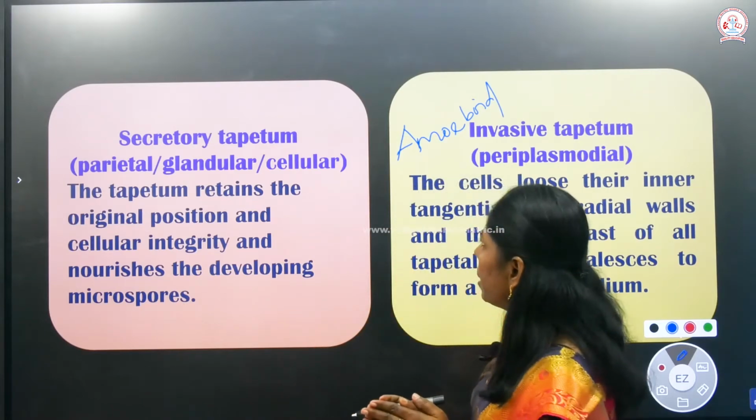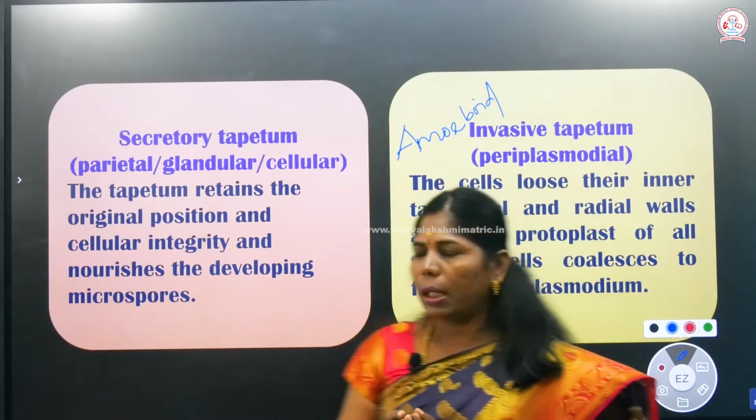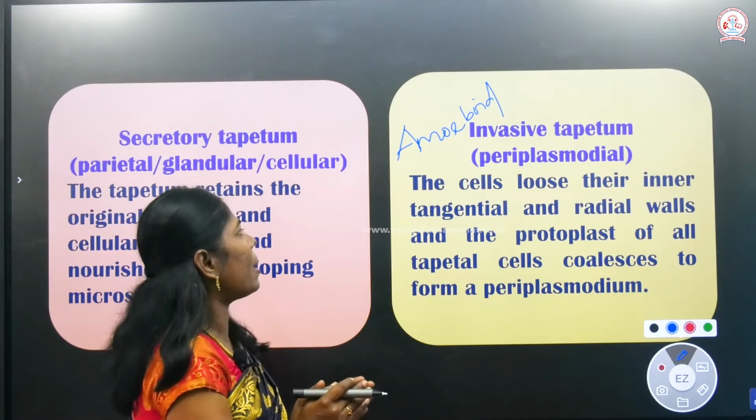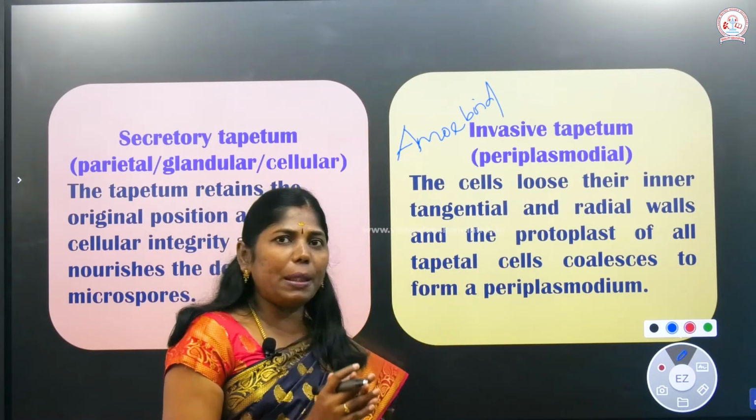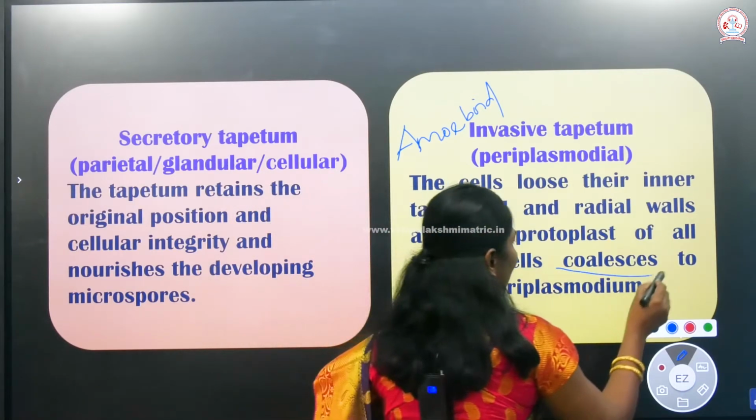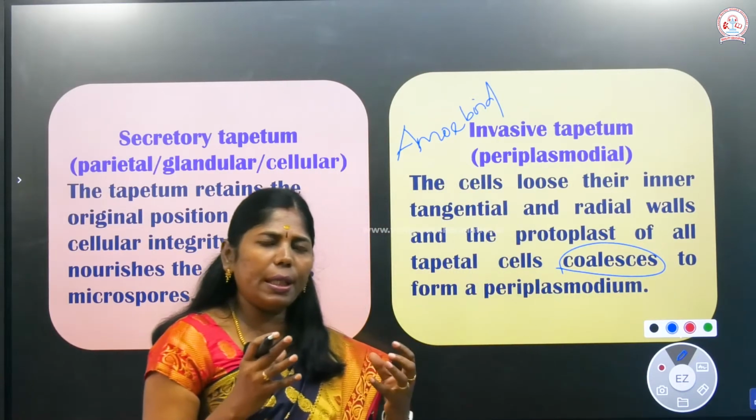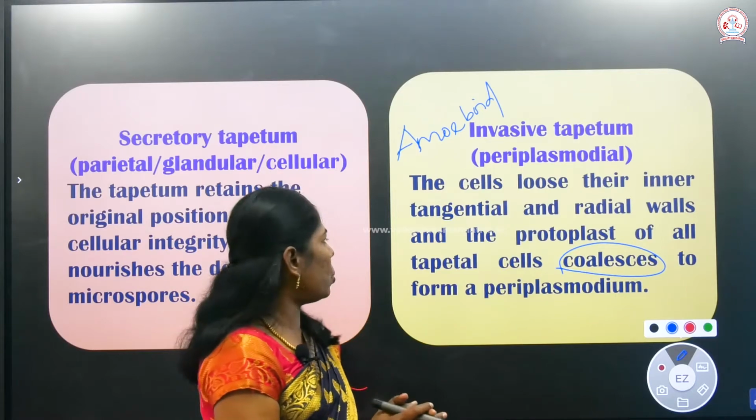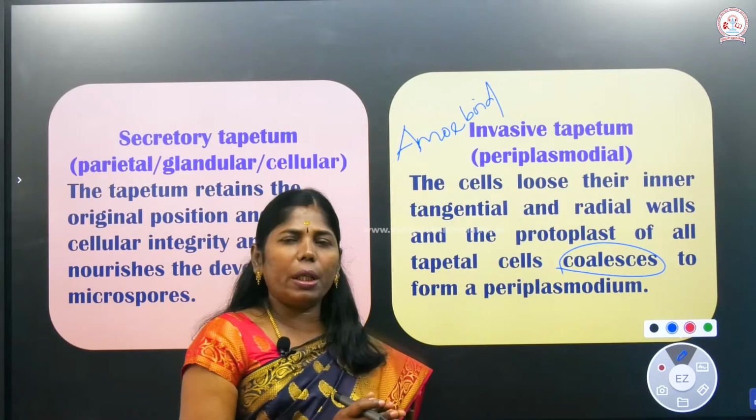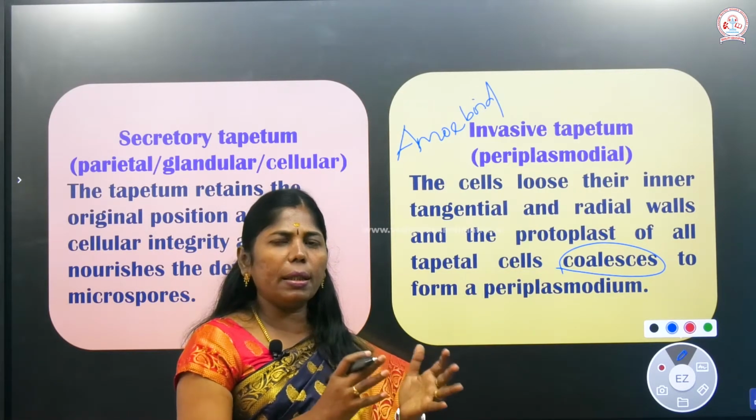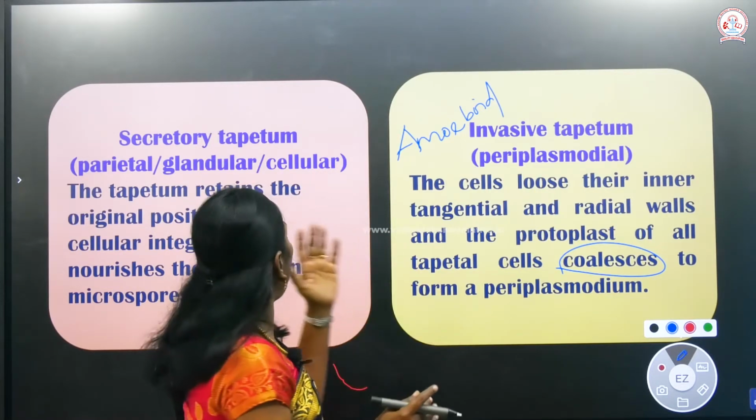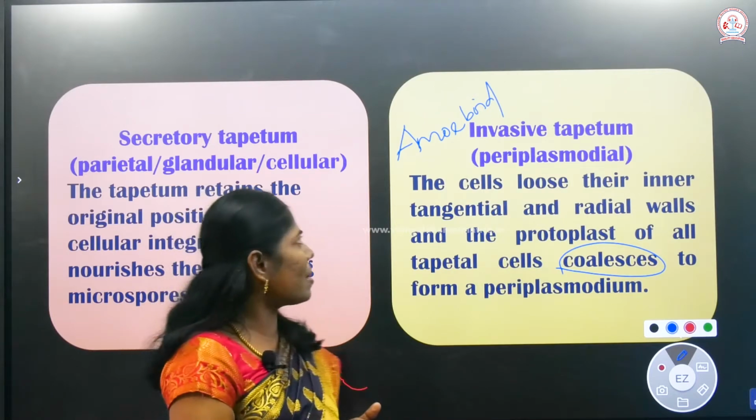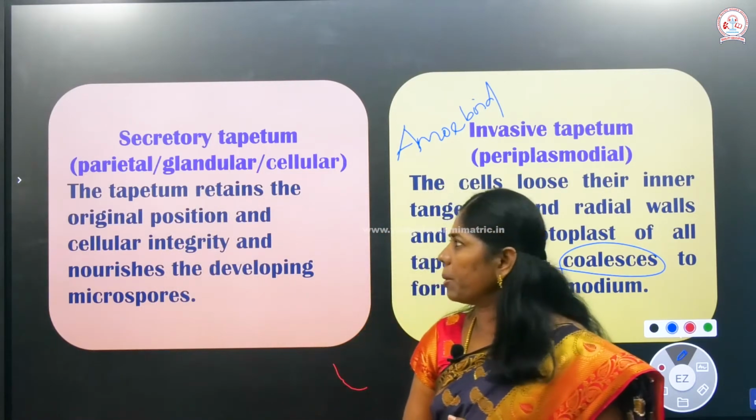In the invasive tapetum, the cells lose their inner tangential and radial walls, and the protoplasm of the tapetal cells coalesces. Coalesces means everything comes together to form a periplasmodium. That is the amoeboid movement. We can see that amoeboid movement in this structure. So this is the amoeboid tapetum, and the other one is the secretory tapetum.